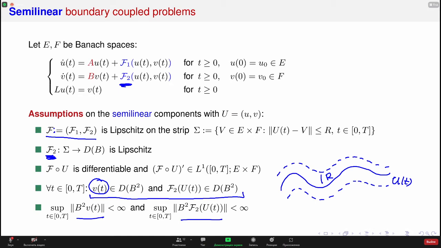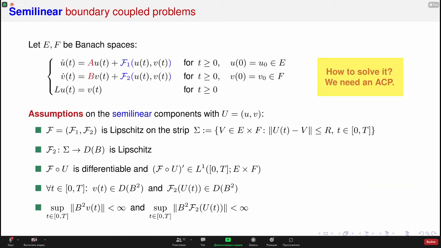So let us see what we can do with these problems, how to solve this problem. Of course, we need to approximate the solution of this problem. We need to find a numerical method. So this is our aim. In order to do this, we need an abstract Cauchy problem. We would like to reformulate these problems into only one abstract Cauchy problem. How to do this?